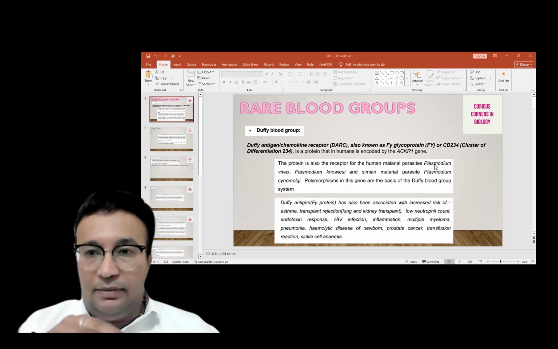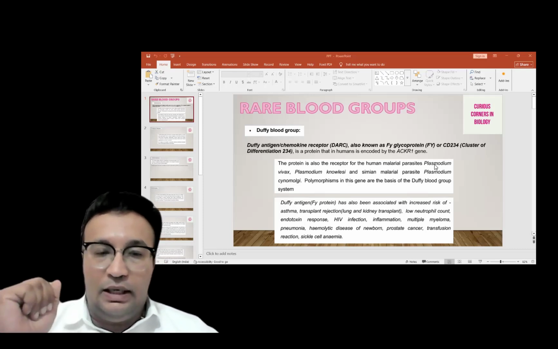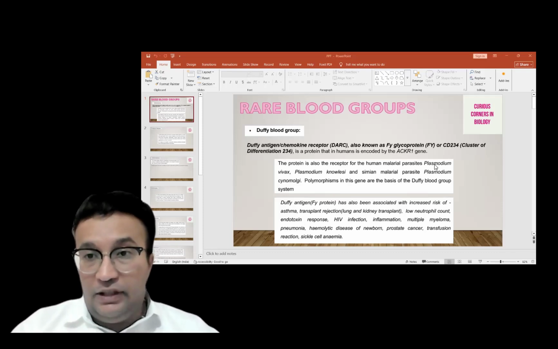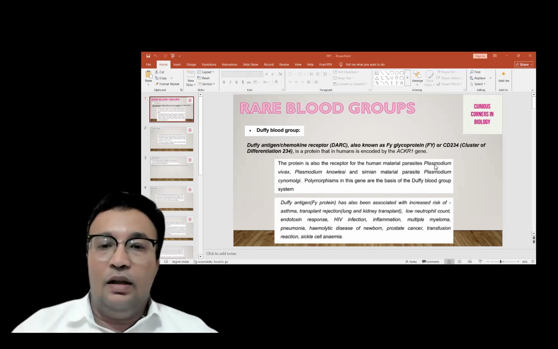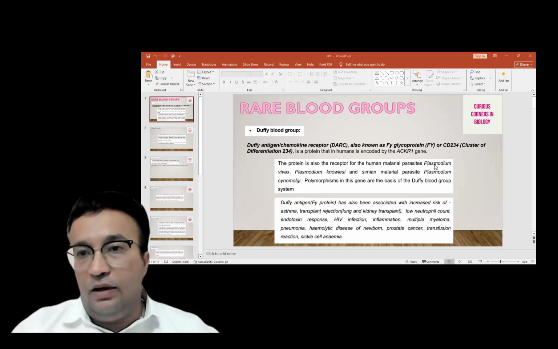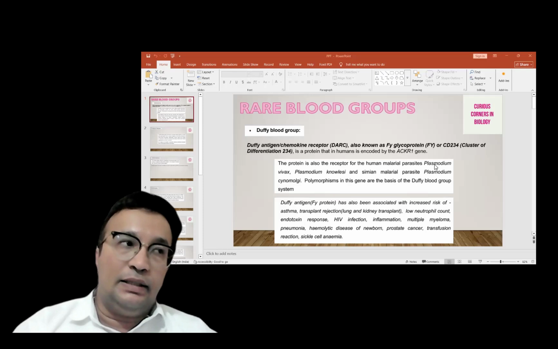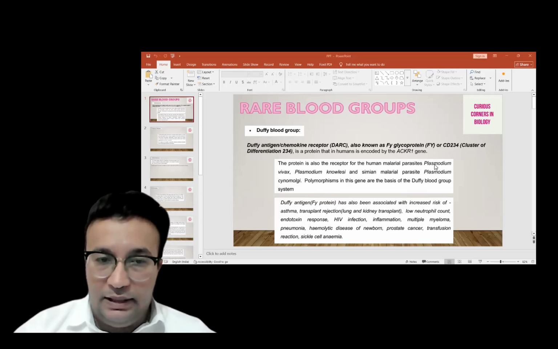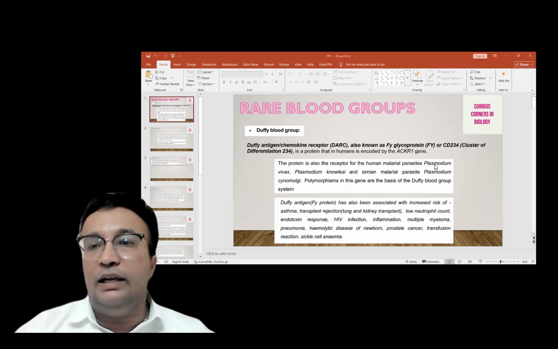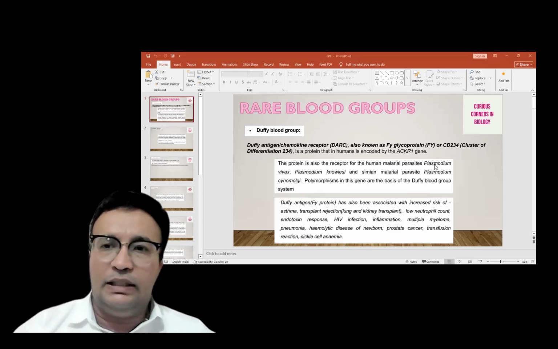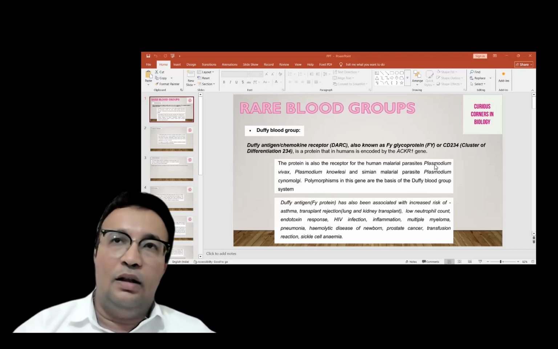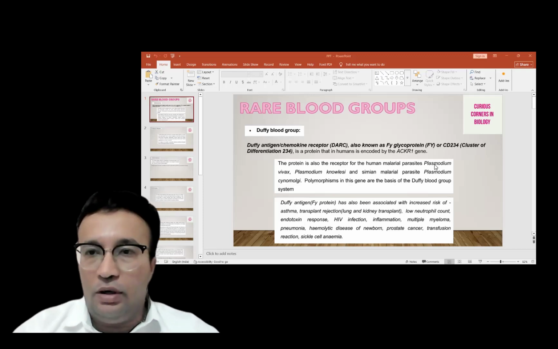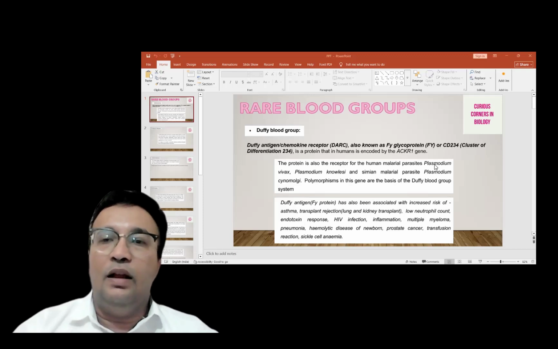In this blood group, it has been seen that the levels of endotoxin in blood cells would increase, HIV infection as well, inflammation, multiple myeloma. Multiple myeloma is cancer of plasma cells. Plasma cells are a kind of WBCs in our blood. Hemolytic disease of the newborn. So in our discussion, this word will be very common. Autoimmune anemia, hemolytic disease of newborn, transfusion reaction.